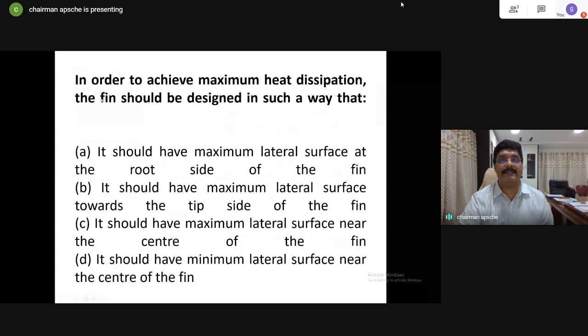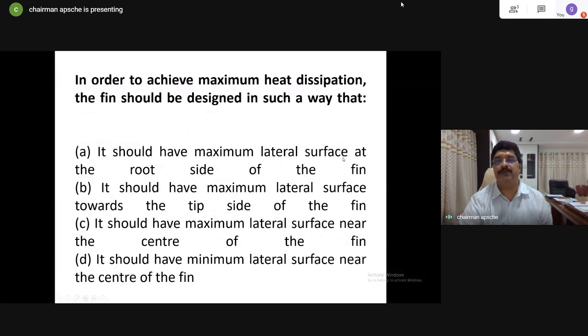In order to achieve maximum heat dissipation, the fin should be designed in such a way that it should have a maximum lateral surface at the root side of the fin. It should have maximum lateral surface towards the tip side of the fin. It should have maximum lateral surface near the center of the fin. It should have minimum lateral surface near the center of the fin. Okay. Now, let me see.